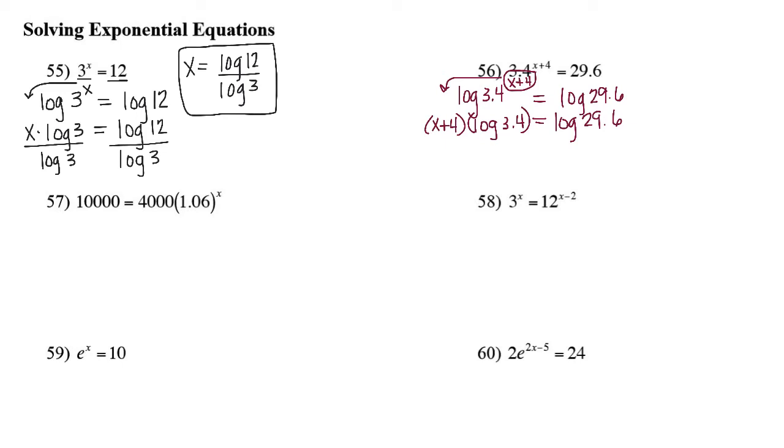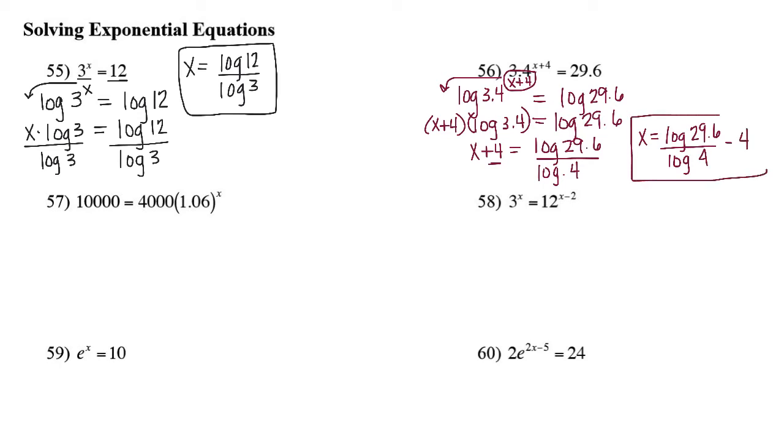And remember your order of operations, these two things are being multiplied, so I'm going to go ahead and divide by log 3.4. So I have x + 4 equals log 29.6 over log 3.4. And then our last part, we would need to subtract 4. So we have our final answer to be x equals log 29.6 over log 3.4, and then all of that is going to be minus 4. So we're just going to put minus 4 out here to the side. And again, you are more than welcome to leave your answer just like this.